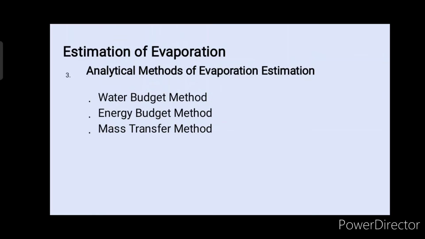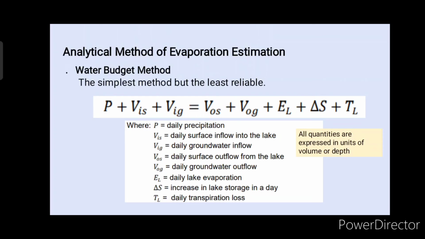Next, we have the third method of estimating evaporation. It is by using analytical methods. We have three analytical methods. One is water budget, two is energy budget, and three is mass transfer. The first one is the water budget method. This is the simplest but the least reliable.